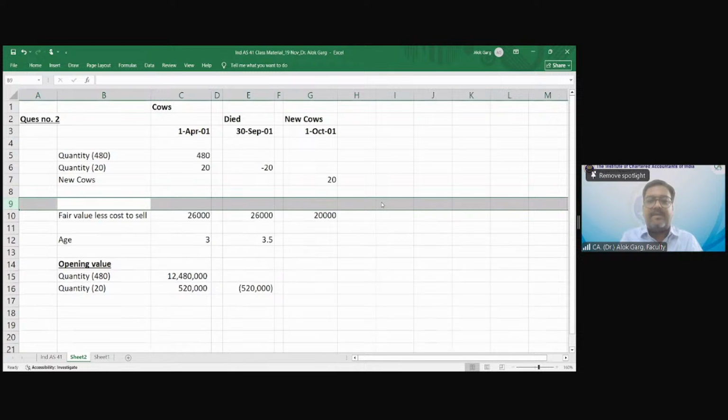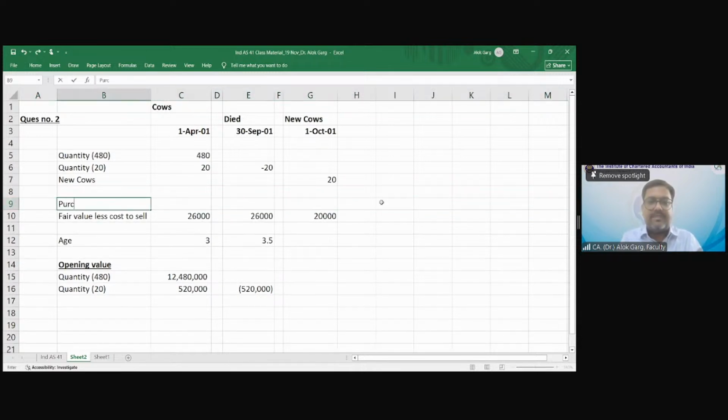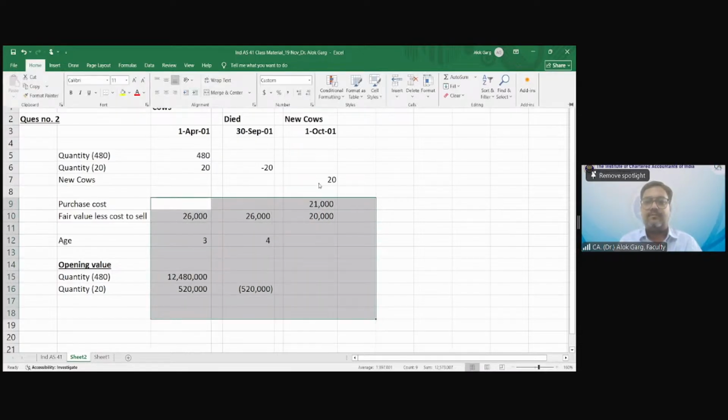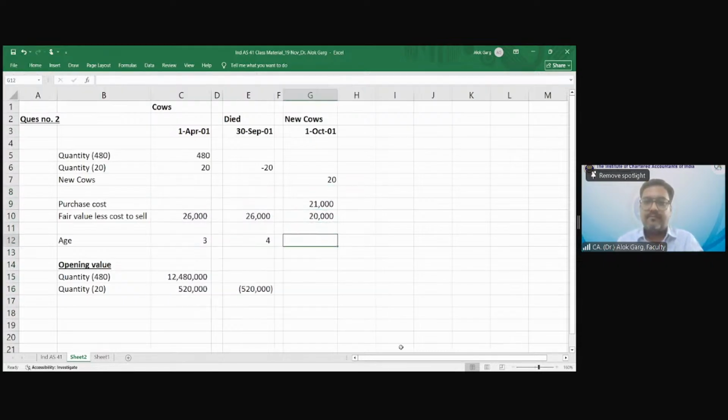And let me write the purchase cost also, right? What was my purchase cost? 21,000. Purchase cost was 21,000 and fair value less cost to sell is 20,000. Is that clear? And what is the age of these cows? 1 year old. Now coming to the 31st March.